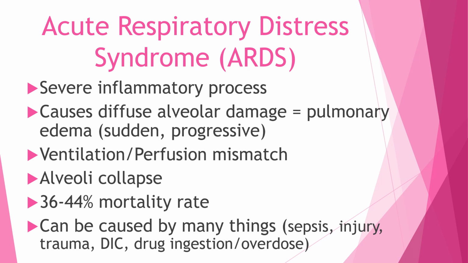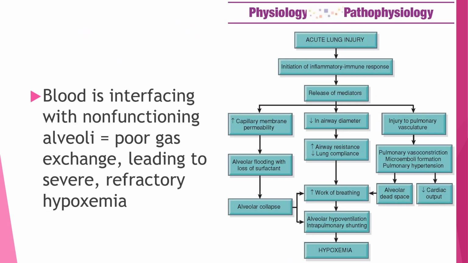So this sudden progressive pulmonary edema ultimately causes alveoli collapse, 36 to 40% at least mortality rate in these patients. If a patient survives this, we are hopeful that they have regained all function, but they are lucky to survive ARDS. So what are we as nurses going to do to support our patient during ARDS? We, of course, are going to spend a lot of our interventions at treating signs and symptoms, helping with increased perfusion and oxygenation, and treating whatever is causing it, just like when we talked about DIC.